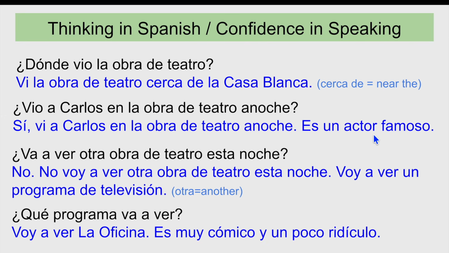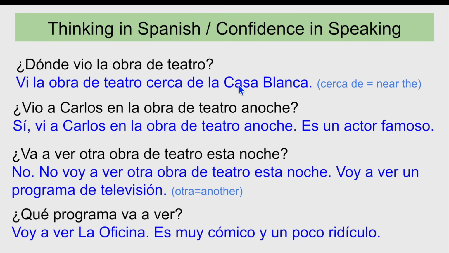Es un actor famoso. ¿Va a haber otra obra de teatro esta noche? No, no voy a ver otra obra de teatro esta noche. Voy a ver un programa de televisión. ¿Qué programa va a ver? Voy a ver La Oficina. Es muy cómico y un poco ridículo.